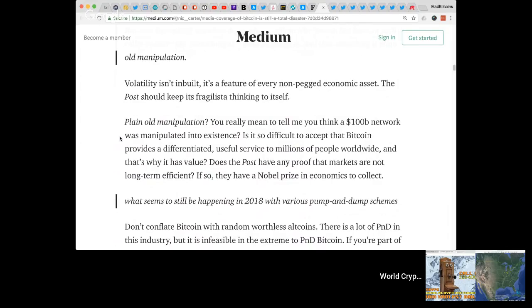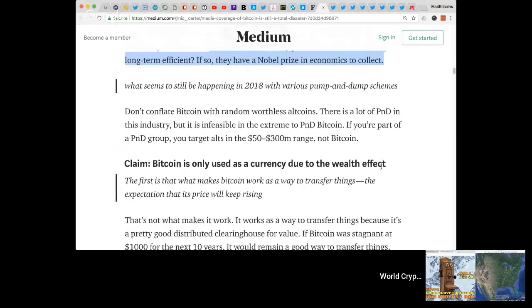Is it so difficult to accept that Bitcoin provides a differentiated, useful service to millions of people worldwide, and that's why it has value? Does the Post have any proof that markets are not long-term efficient? If so, they have a Nobel Prize in economics to collect. And so on and so forth.